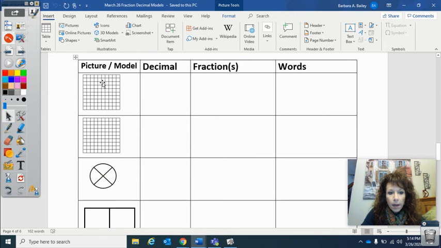We've got a picture model, but remember this is not 100 anymore. This is just 1. We've got a column for decimals. We've got a column for fractions, and I put the S because you might have to simplify it. And then we've got a column for words. All right, so I'm going to shade in this picture so we can figure out what decimal, fraction, and words we need to write.